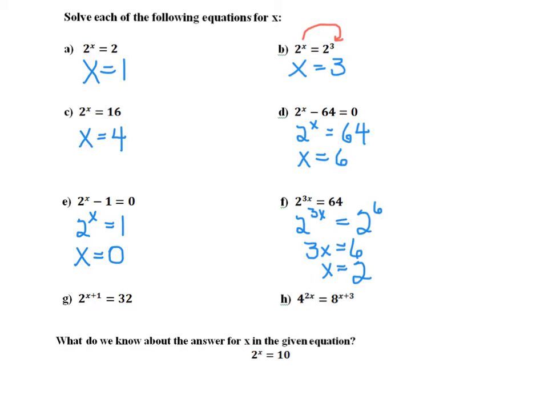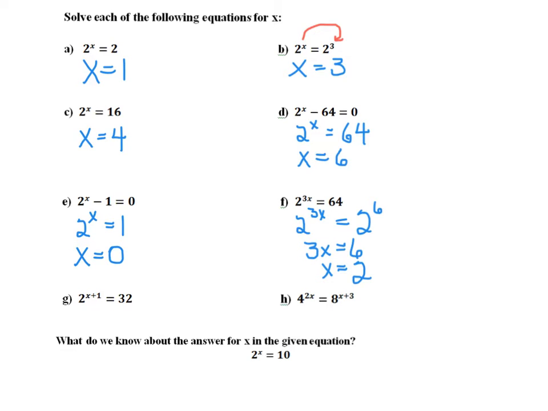Take a few minutes and go back and make sure that makes sense to you. 2 to the 3 times 2 would be 2 to the 6th, and 2 to the 6th does equal 64. Now the method that we're actually looking at here is making the bases match each other so that we can see what the corresponding exponents have to do.